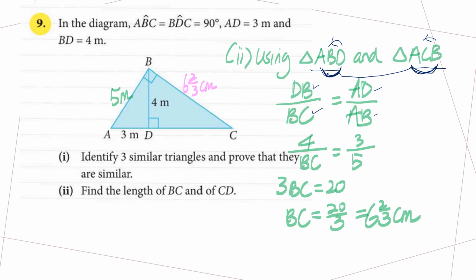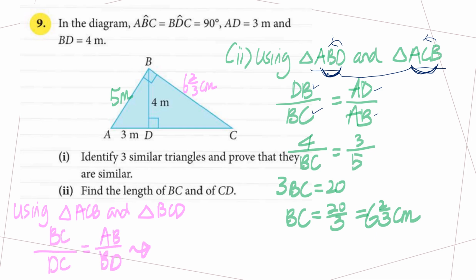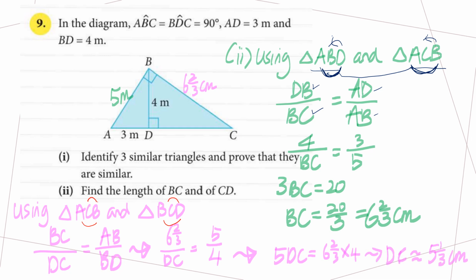Then to find CD, we use the second pair of similar triangles we found, which is ACB similar to BCD. So again, we use the ratio, BC over DC. BC will correspond to DC, and then AB will correspond to BD. Fit in your information again, do a cross multiply, and we can find DC to be 5 and 1/3 centimeter.